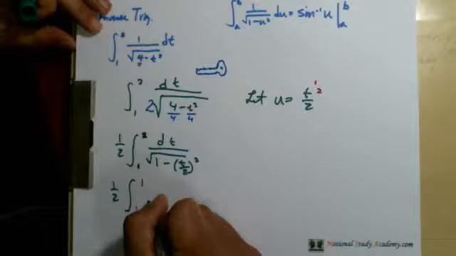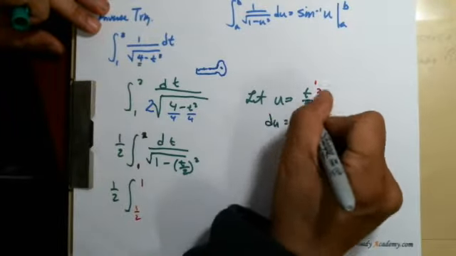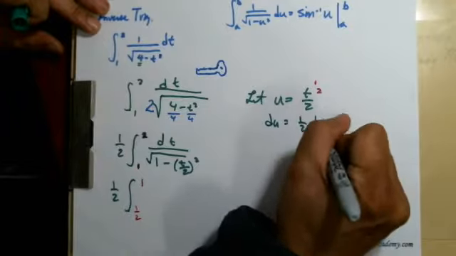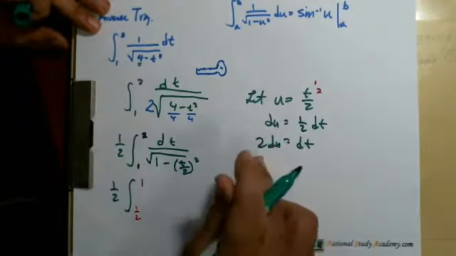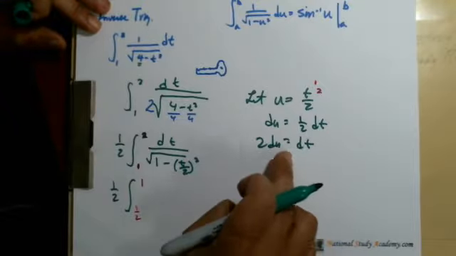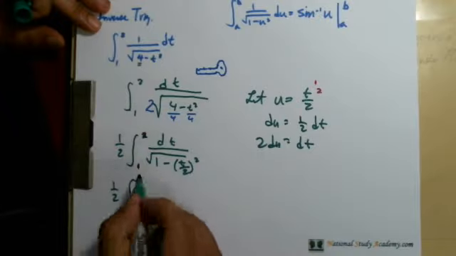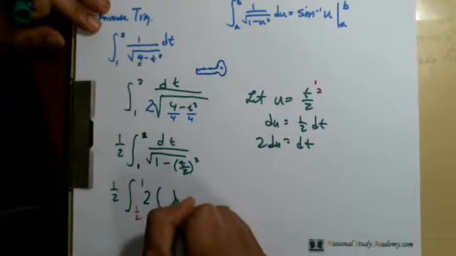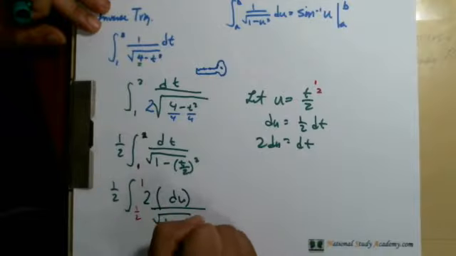By the way, we're going to take the derivative of this. The left side is du, and it's equal to 1/2 dt. So dt is equal to 2 du. I'm going to replace dt with 2 du right over here. Take the coefficient out, du over the square root of 1 minus u squared.